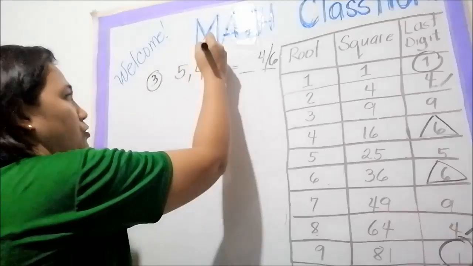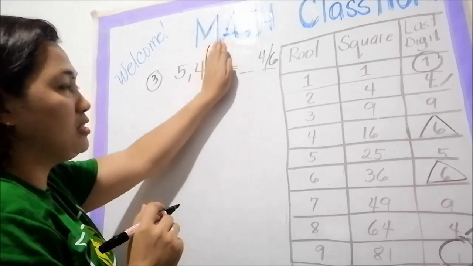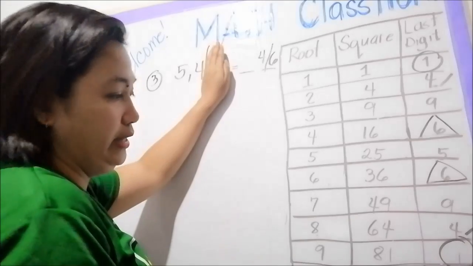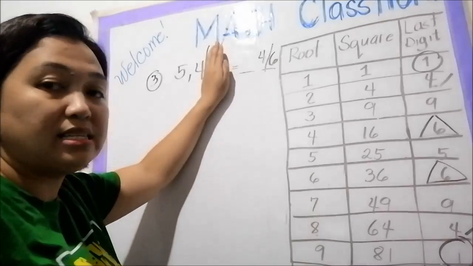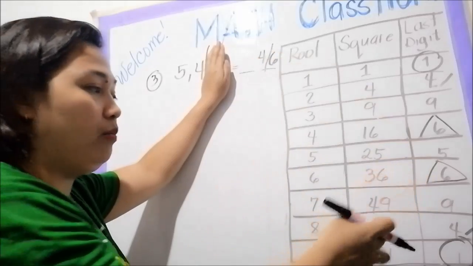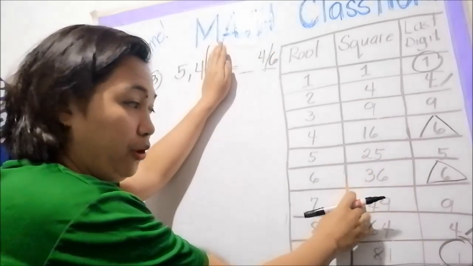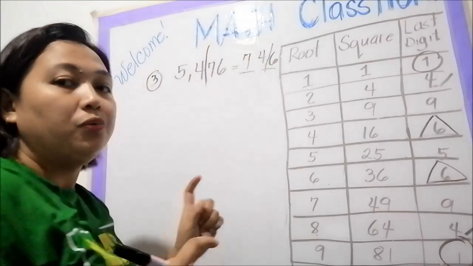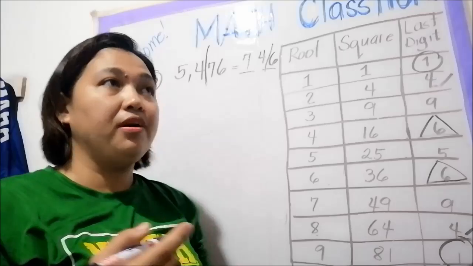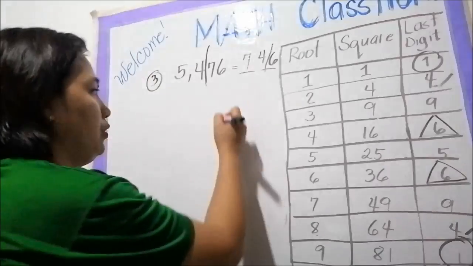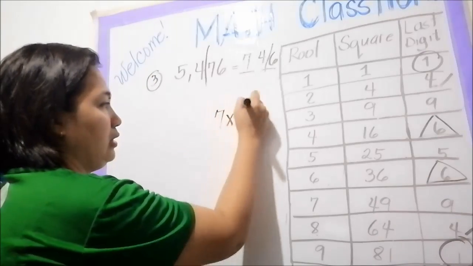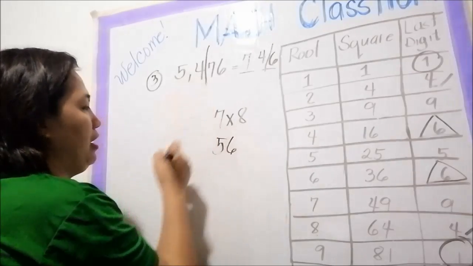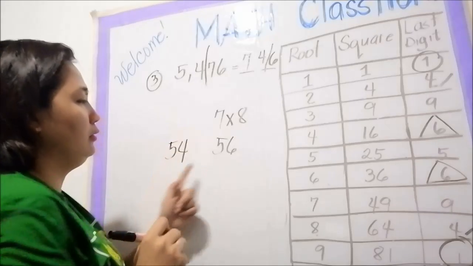Next, we have to divide the digits into 2. You disregard this first, you have 54. 54 is between 49 and 64. So take the lower number, which is 49. And 49 has a square root of 7. Now, what is the next number after 7? That is 8. So you multiply it, 7 times 8, and that is 56.